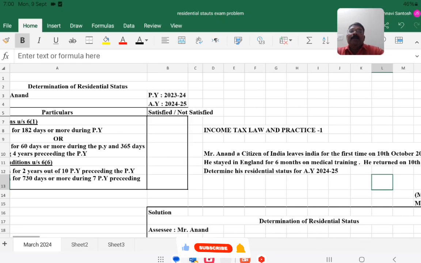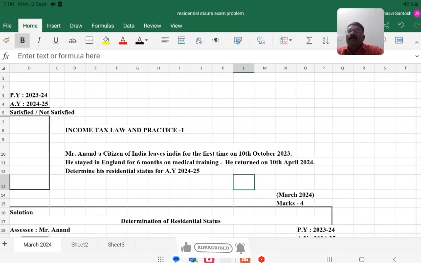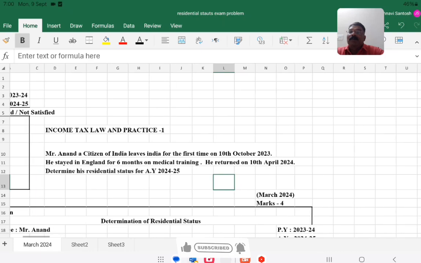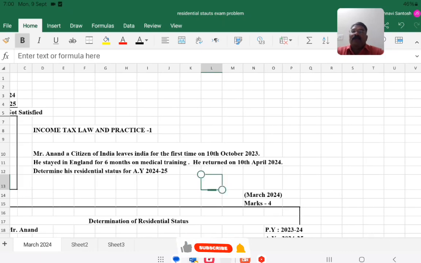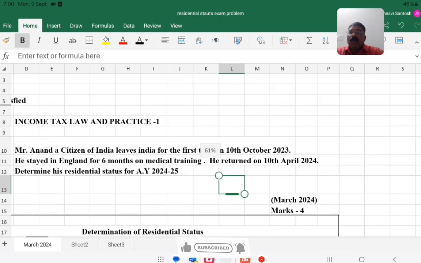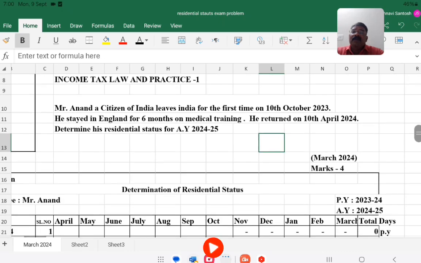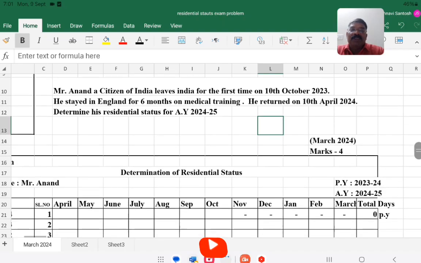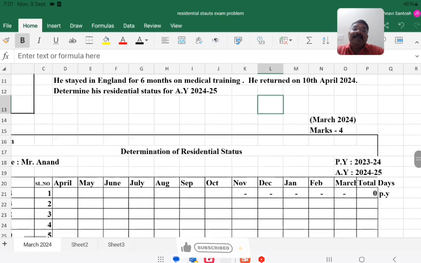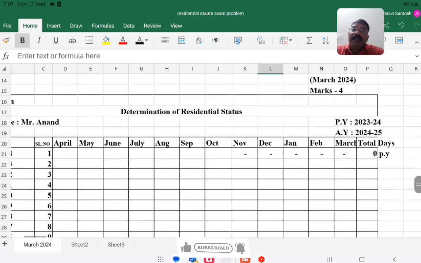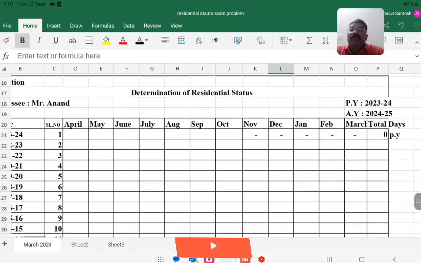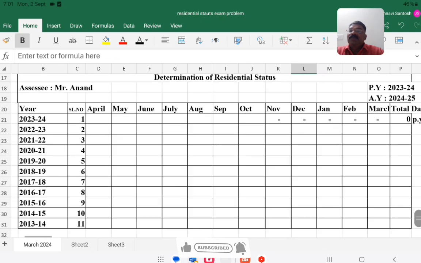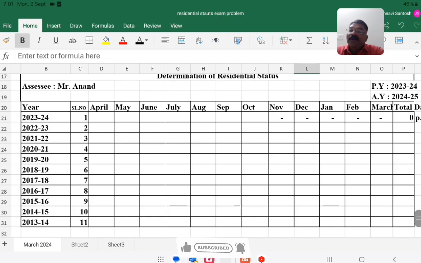Now we come back to the problem and try to solve it in a very precise way. What it says: Mr. Anand, a citizen of India, leaves India for the first time on 10th October 2023. First, we go back to the chart and see where 10th October 2023 falls. It falls in the previous year. How? The previous year starts from 1st April 2023 and ends on 31st March 2024.